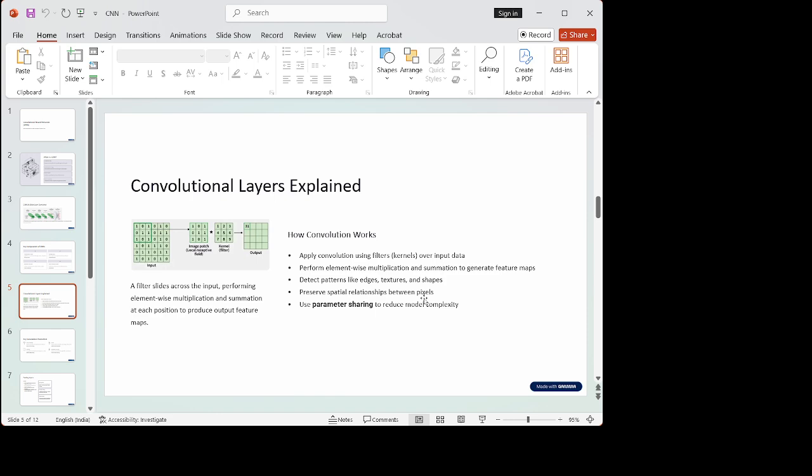The next one is the convolutional layer. This layer works by sliding a filter across the input, performing element-wise multiplications and summations at each position to produce output feature maps. In other words, this is the most important concept in the CNN session.